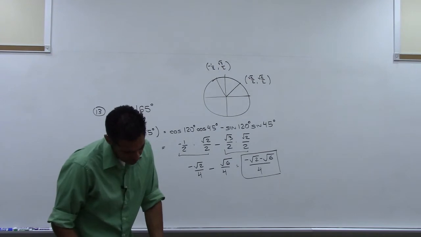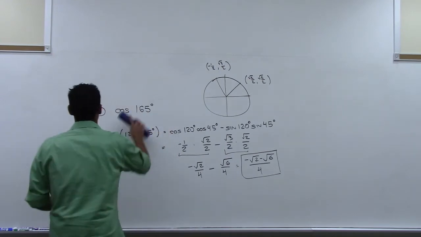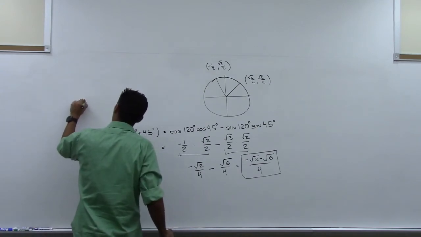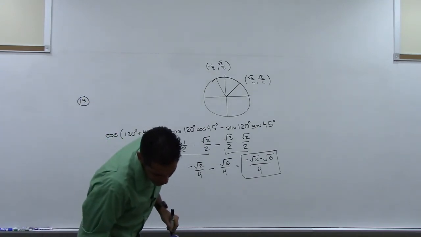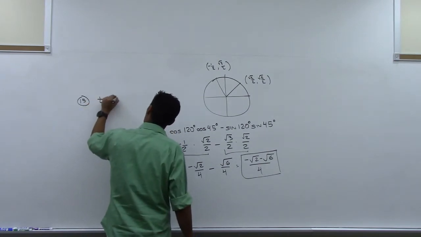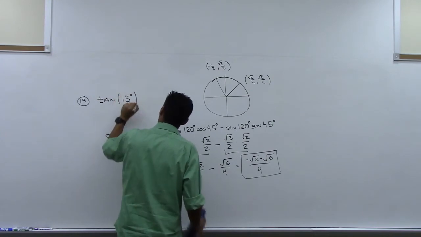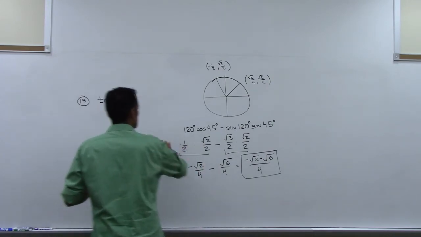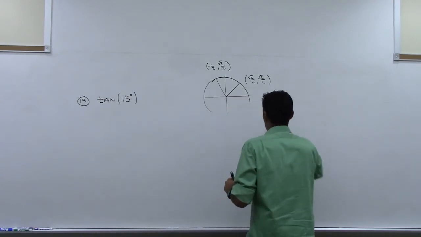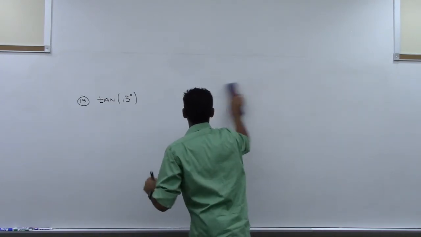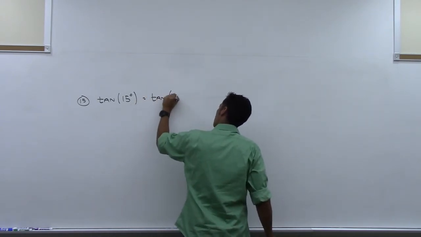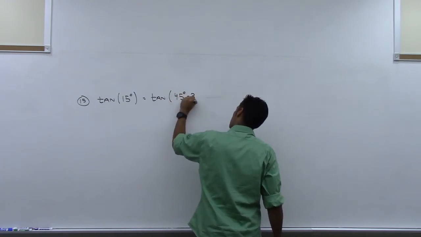Okay, now number 15. So for 15, we want tangent of 15 degrees. We have a formula for tangent of the sum or difference of two angles. So can we look at that as either the sum or difference of two common angles? And I'm seeing that we can rewrite that as tangent of 45 degrees minus 30 degrees.